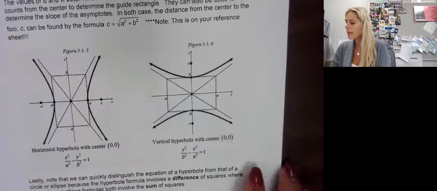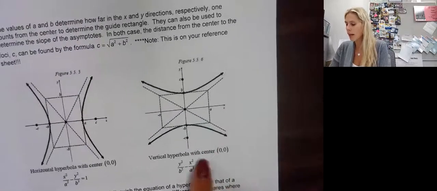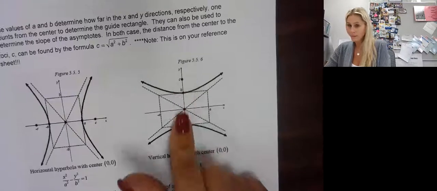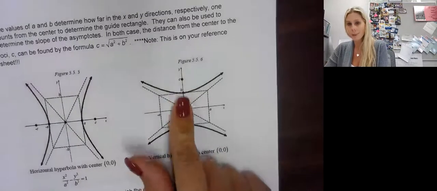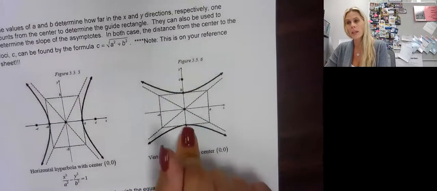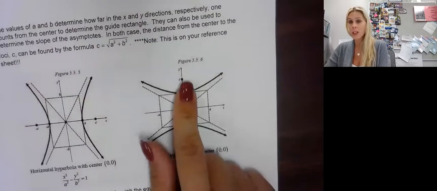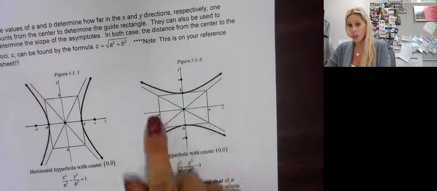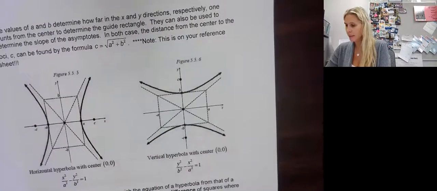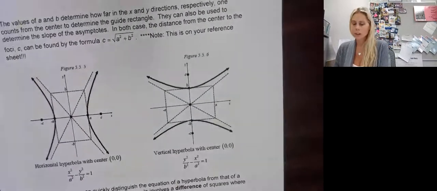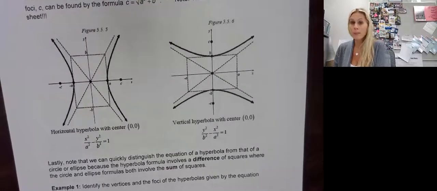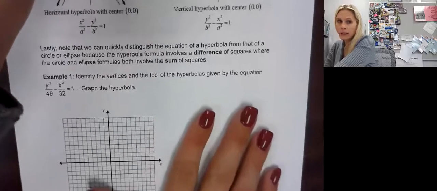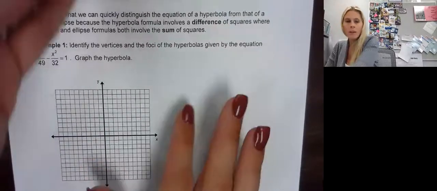Then we have our vertical hyperbola. So b is still the vertical, but in this case this is where the transverse axis is, whereas a is our conjugate axis, our rectangle, and so on and so forth. But of course, the best way to learn this is to keep practicing. So let's do some notes here.